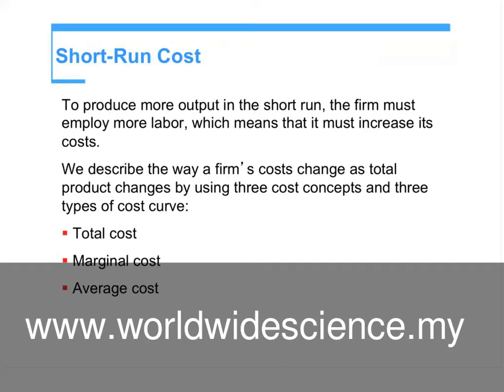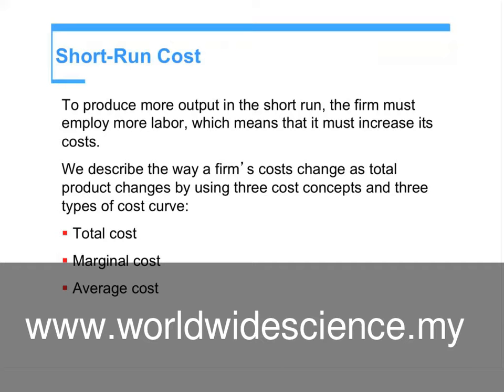So to produce more output in the short run, the firm must employ more labor. It's pretty common sense. You need more labor to create more, right? But this means more cost, right? So we also need to learn how the total cost, marginal cost, and average cost work. What we just learned for marginal product, we need to learn for cost.